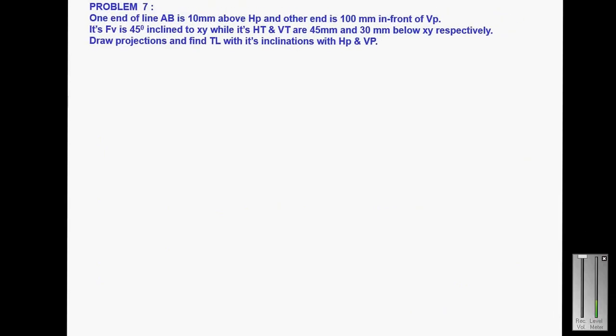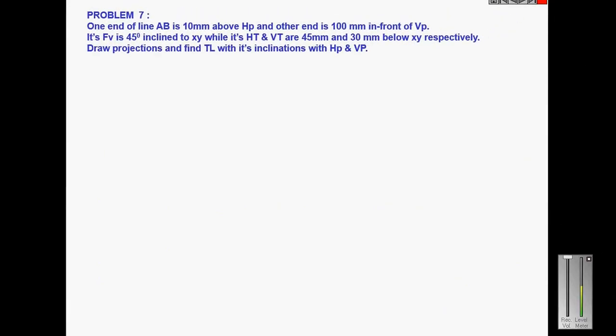And the next question is, one end of line AB is 10 millimeter above HP. So AB is a line, and one end point, say point A, is 10 millimeter above HP, which means the point A is either in first quadrant or in second quadrant, and the other end is 100 millimeter in front of VP, and the second end point is 100 millimeter in front of VP, which means the other end point is either it is in first quadrant or it is in fourth quadrant.